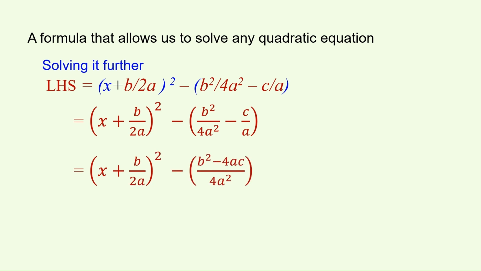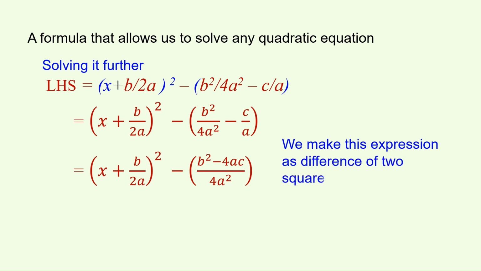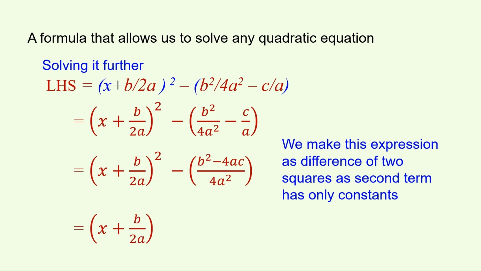Solving it further, the left-hand side equals x plus b divided by 2a, whole squared, minus b squared divided by 4a squared minus c divided by a. We make the whole expression a difference of two squares, as the second term has only constants.